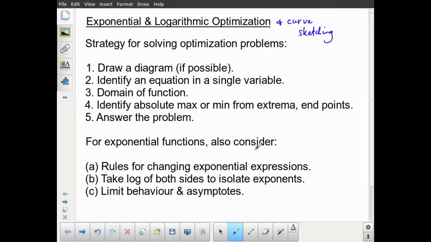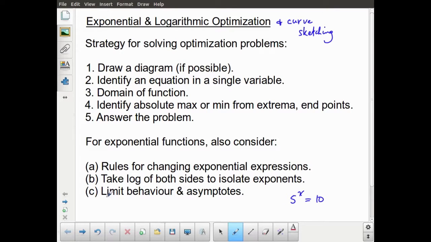Some of the particular considerations that might apply to exponential or logarithmic functions: we need to remember the specific rules we have for exponential expressions, the laws of logarithms, the laws of exponents. When you are solving, don't forget this idea of taking the log of both sides. So if you've got an exponential equation, let's say 5 to the x is equal to 10, one way that you can solve this for x is to take the log of both sides, and that will allow you to use the laws of logarithms to isolate this x.